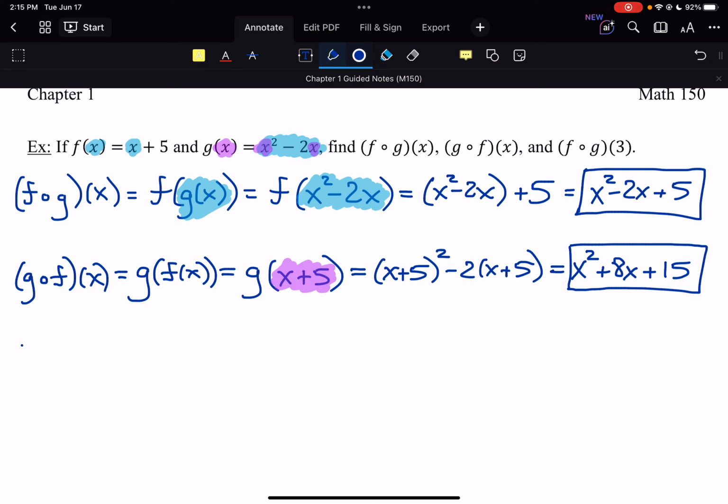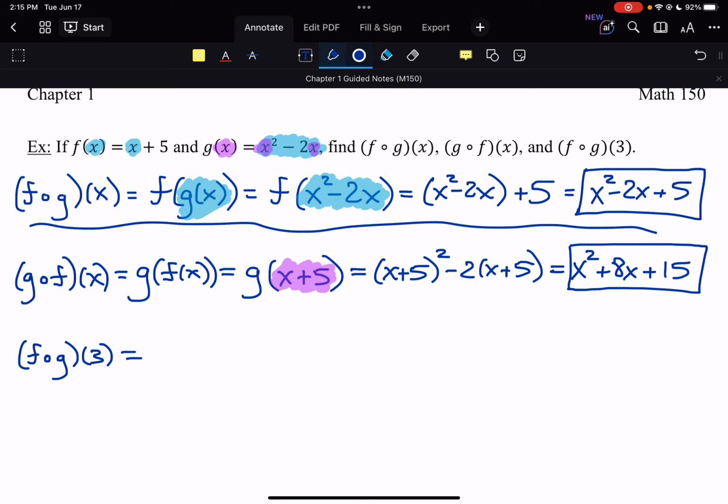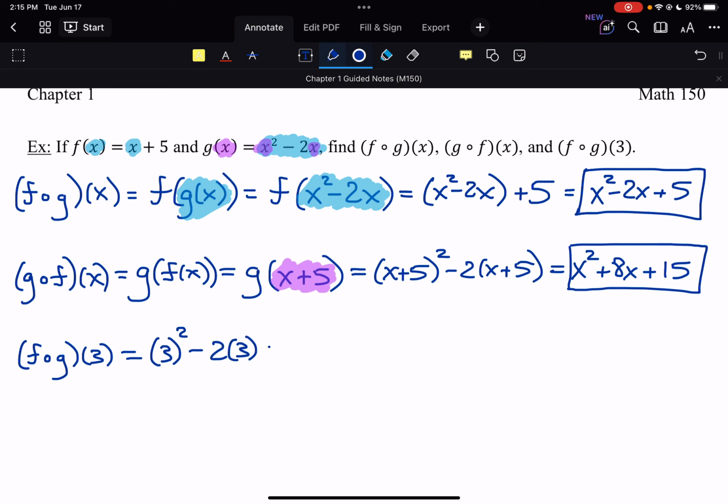And then it asks for f of g of 3. Now, luckily, we've already gone through the whole process of finding f of g, so we don't need to do that again. We just need to substitute in the given value into the general formula we already found. So 9 minus 6 plus 5, 3 plus 5, that is 8.